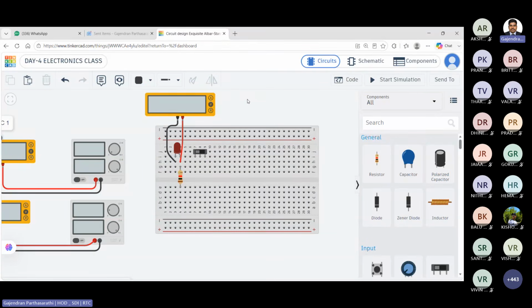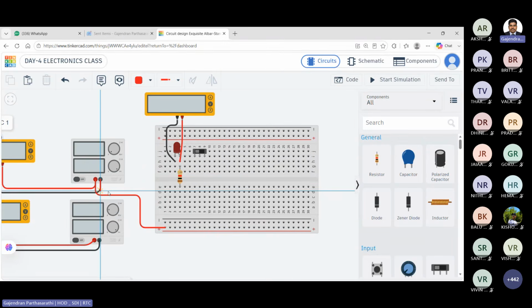See here, I connected one voltmeter across the LED. Now I am going to take the 5 volt power supply to my breadboard. So the 5 volt I connected. Then I am going to take a ground and connect it. Now I am going to give 5 volt to the anode terminal, then ground to the cathode terminal.